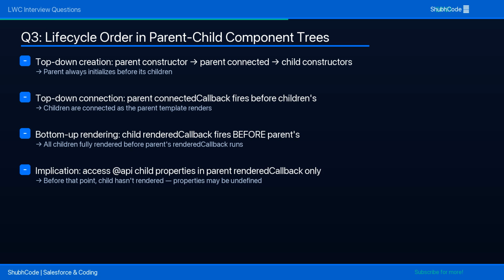Then, and this is the critical part, the children's renderedCallback fires first, working back up the tree. Then the parent's renderedCallback fires last. In other words, parent constructs, parent connects, children construct and connect top-down, then renders complete bottom-up. This matters enormously when you're trying to access a child component's public property in the parent. That data isn't available until after all renders complete.